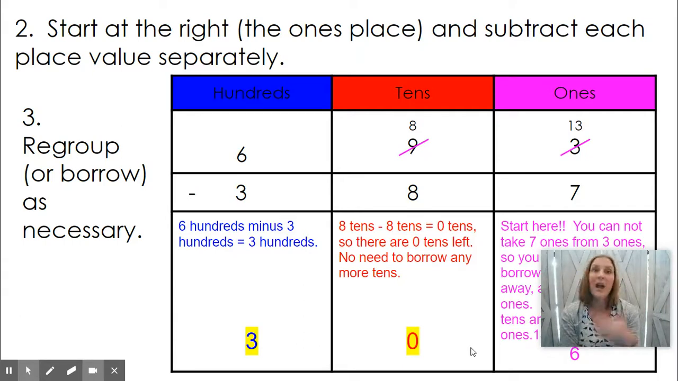So what does that mean? We have to regroup a 10 from the tens place. So we do that by taking a 10 out. The 9 becomes an 8. The ones becomes a 13. 13 minus 7 gives us 6. Then we have to do nothing else in our tens place because we can take 8 from 8, which gives us 0. And our hundreds place, we can take 3 from 6, so that gives us a 3. So our final answer, our difference, is 306.